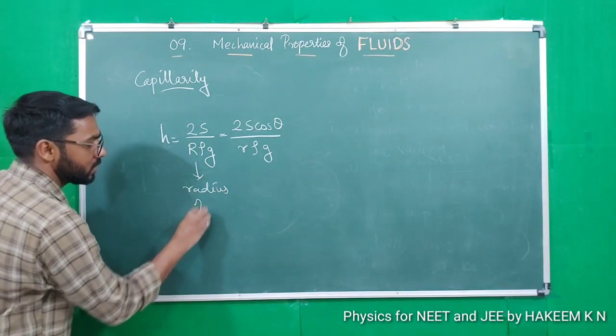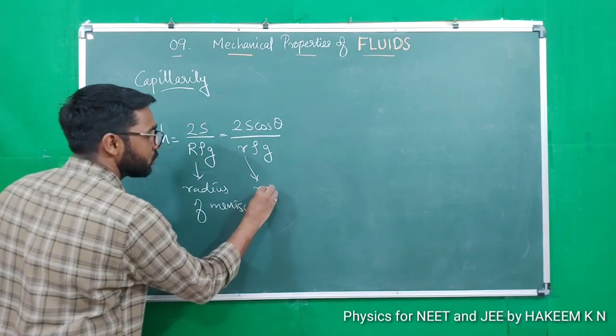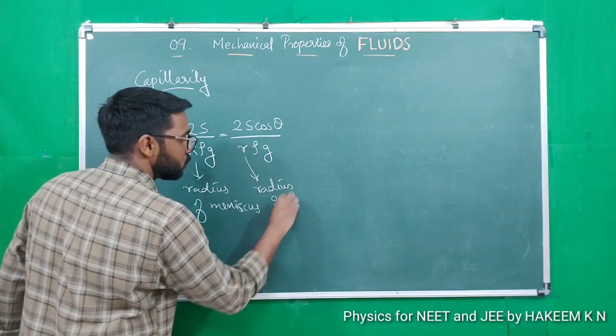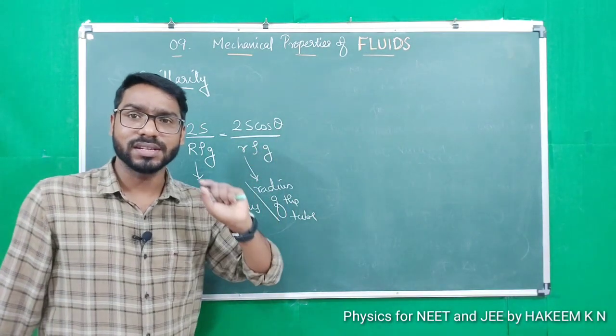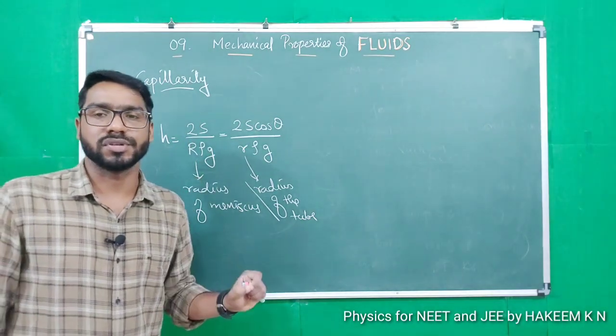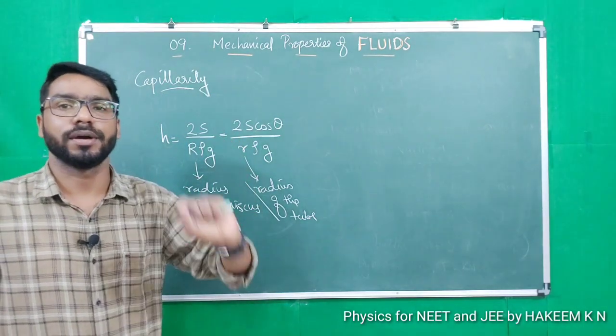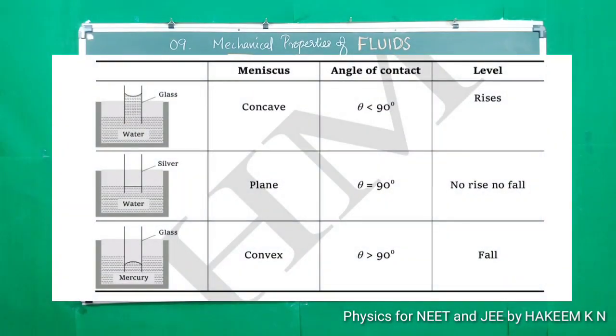Capital R is the radius of the meniscus, small r is the radius of the tube, theta is the angle of contact, and S is the surface tension. This is called the ascent formula. Here you can see a diagram. Concave meniscus, then capillary rise. Convex meniscus, capillary fall. And plane meniscus, no capillarity.